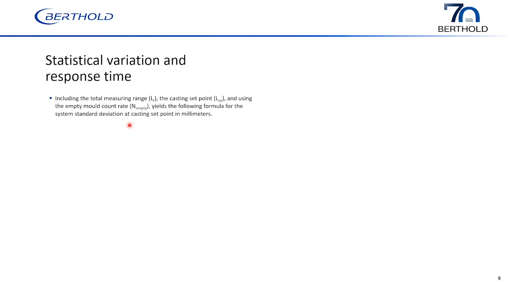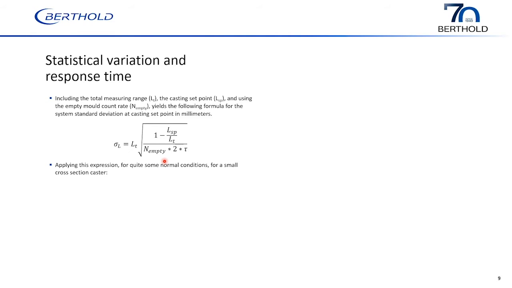If we use this expression from the previous slide and then rearrange it, we can actually get the following expression. And this expression is explaining how big our deviation will be on our casting set point. So how many millimeters deviation will I have on my casting set point when I have n empty number of pulses per second, and when I use a tau value, or a time constant value? And let us populate this expression and see what that means for us.